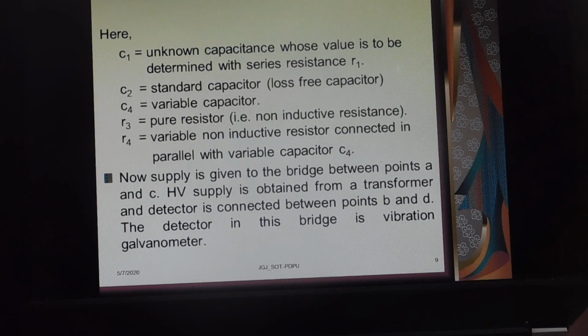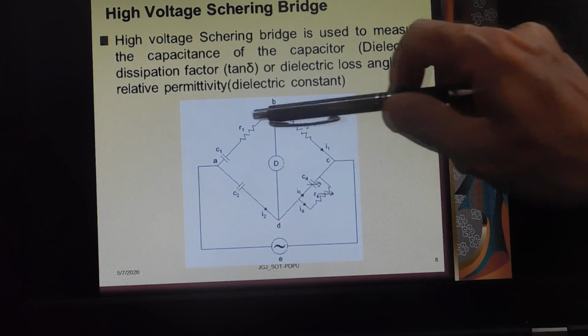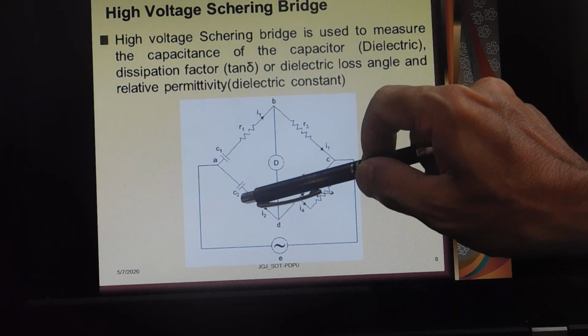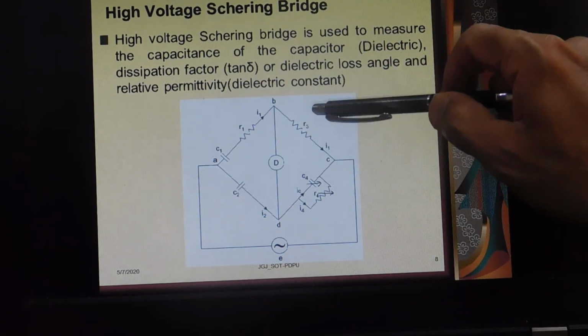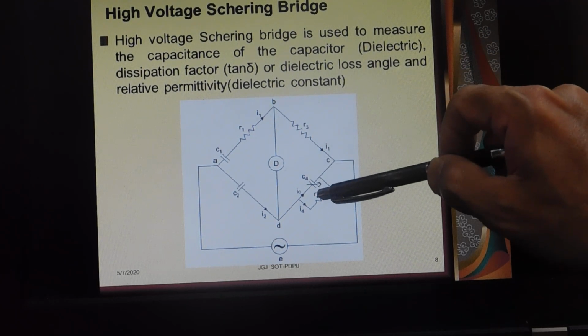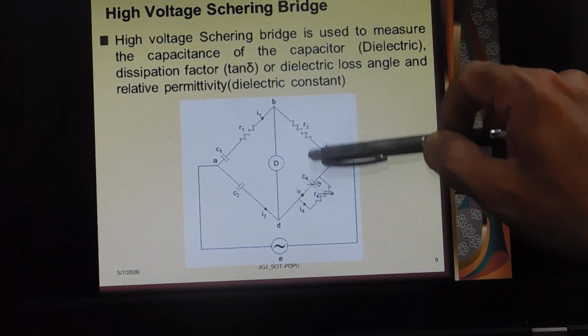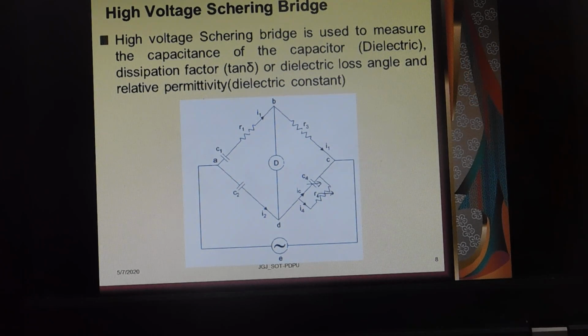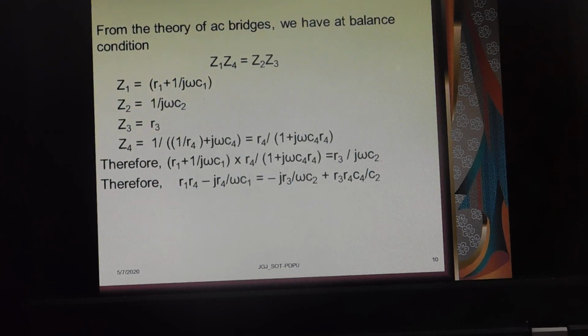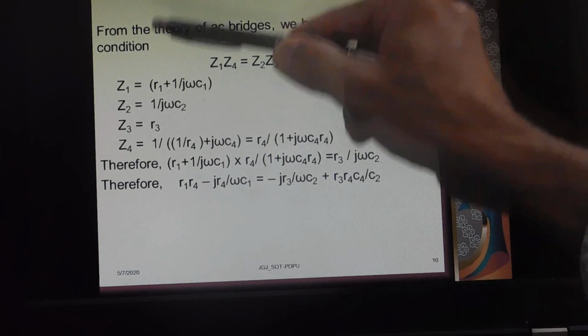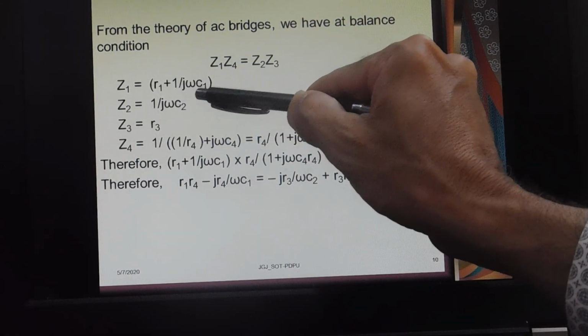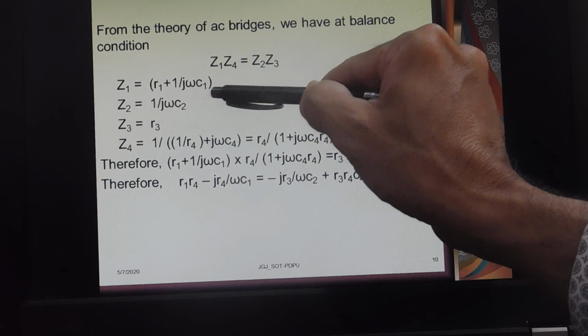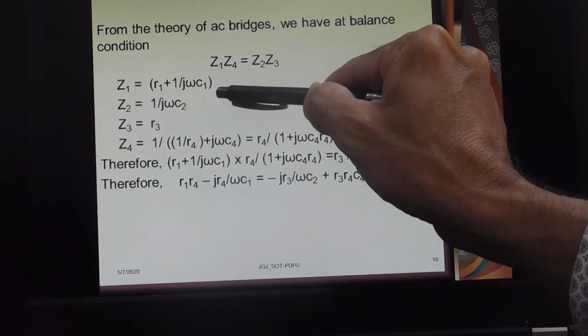So you can see this bridge, the balance condition: Z1 upon Z2 is equal to Z3 upon Z4. That means Z1 Z4 is equal to Z2 Z3. So this is the balance condition, and if we put the values of impedances, Z1 is equal to R1 plus 1 upon j omega C1, because C1 and R1 are connected in series.